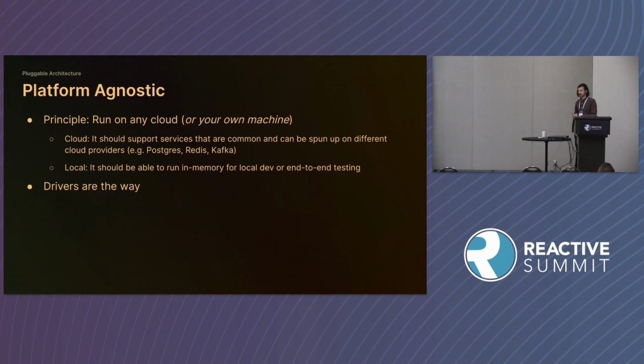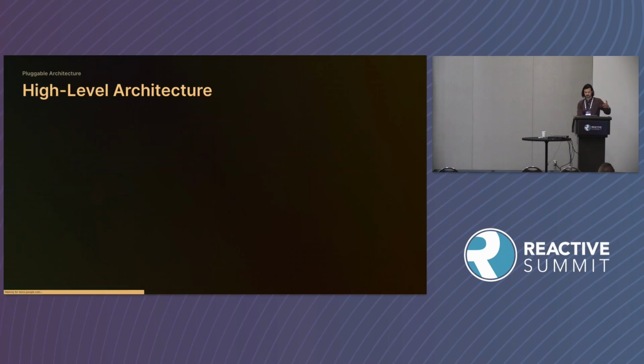In the cloud, they should be able to support as many open source or popular cloud managed services as possible, and should be able to be spun up on multiple clouds. We should be able to use things like Postgres or Redis or Kafka or NATS. And locally, drivers should be able to run in memory for what we think is single dependency local development, and also end-to-end testing. I'll touch on this more in a little bit. And overall, the system should be pluggable and portable.